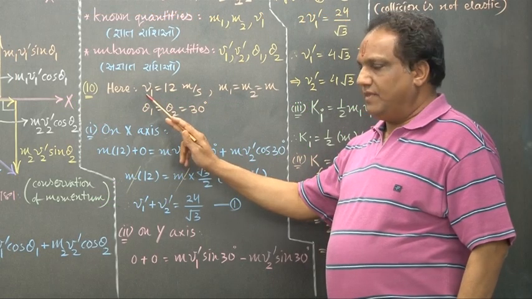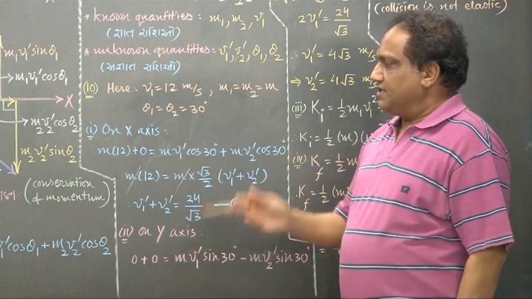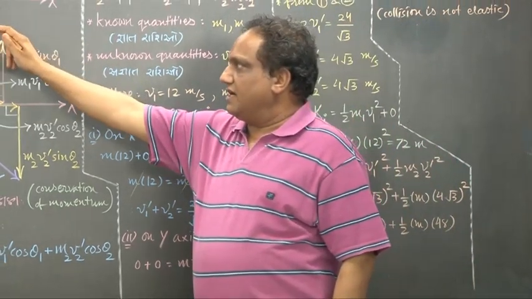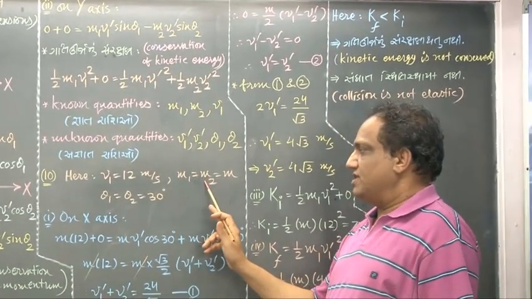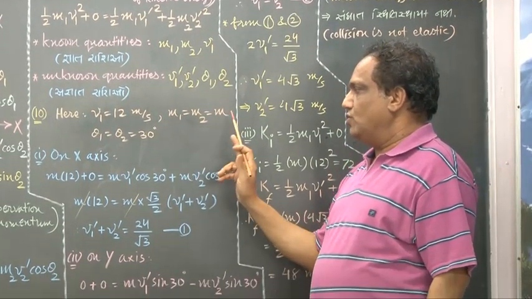Velocity of first body is 12 meter per second. Second body is at rest, so initial velocity of second body is 0, V2 equals 0. Both the bodies have same mass, so m1 equals m2 equals m.